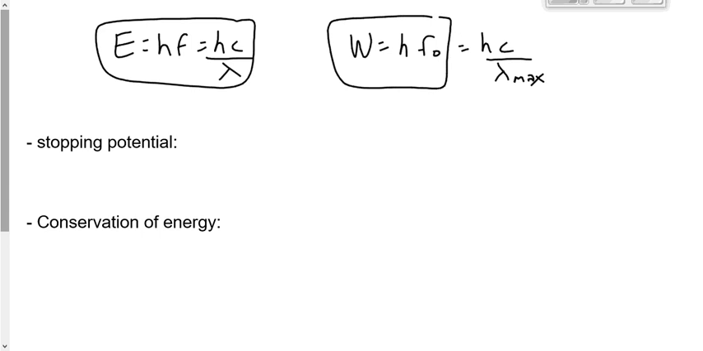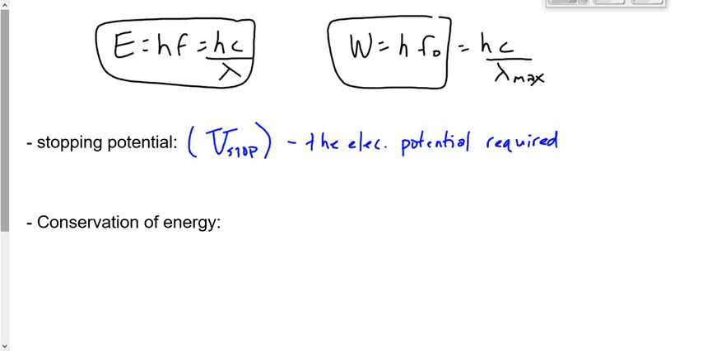All right, quick little reminder, E is equal to hf equals hc over lambda. Both of those are on my data sheet. W is equal to h times f0 equals hc over lambda max. Part of that is on my data sheet. Let's define two more terms now and derive a couple more equations that are good for the photoelectric effect. Stopping potential. Symbol for that is capital V stop. This is an electric potential required to stop an electron, it's already been ejected. I'll explain that in a second.